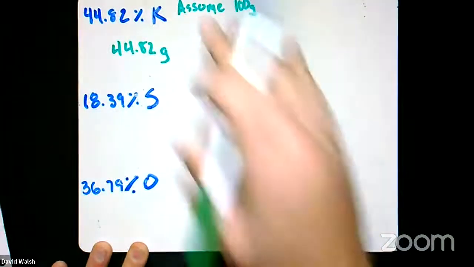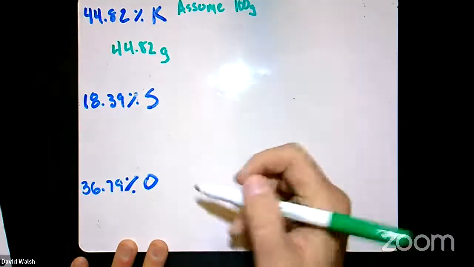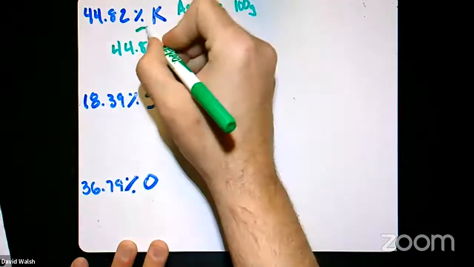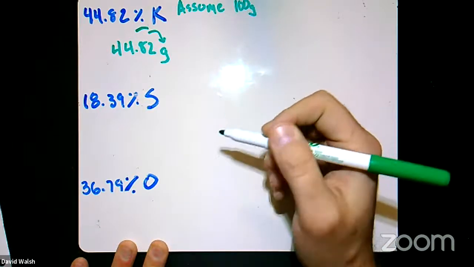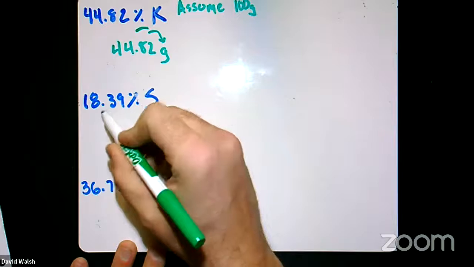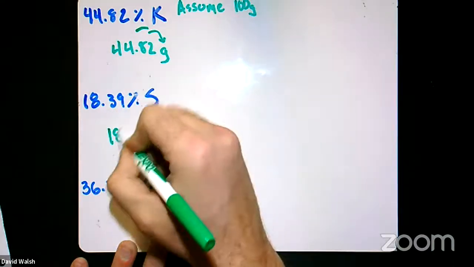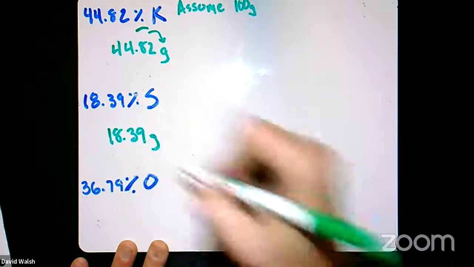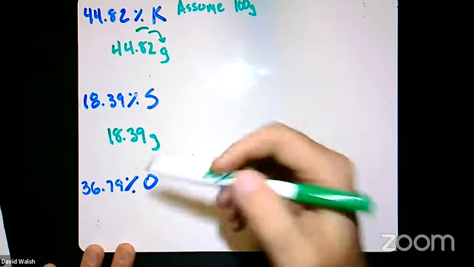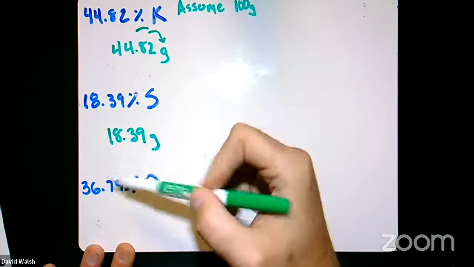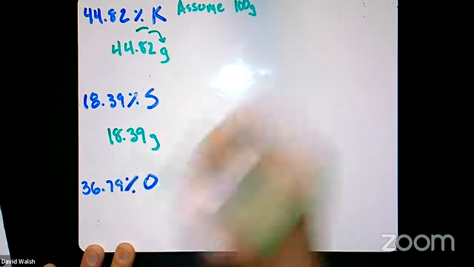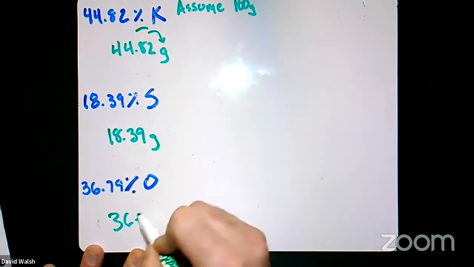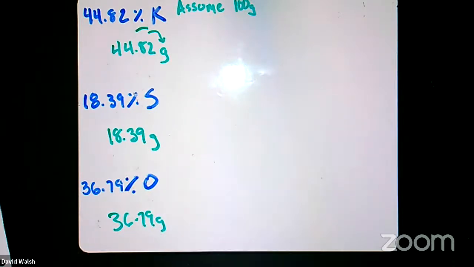So the first thing that we would do whenever we were given a percent is assume 100 grams. That just takes the percentages and converts the unit basically from percents to grams. So 18.39% of 100, again, is 18.39 grams. And then, again, super straightforward, 36.79% of 100 is 36.79 grams. Okay, that's the first step.